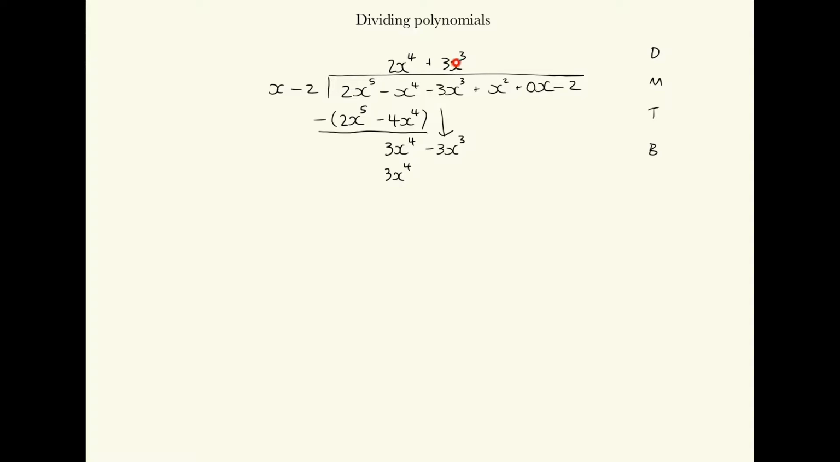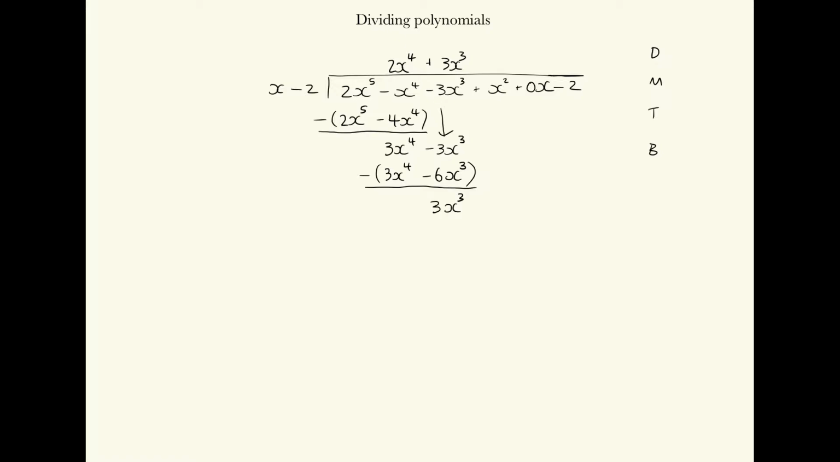And 3x to the power of 3 multiplied by negative 2, that's going to give us negative 6x cubed. Now we've done multiplication, we're going to take away the bottom from the top. So take away, put your brackets in, set up for your answer. 3x to the power of 4, take away 3x to the power of 4, well that's just 0. And negative or minus 3x cubed, add 6x cubed, that's going to give us 3x cubed.